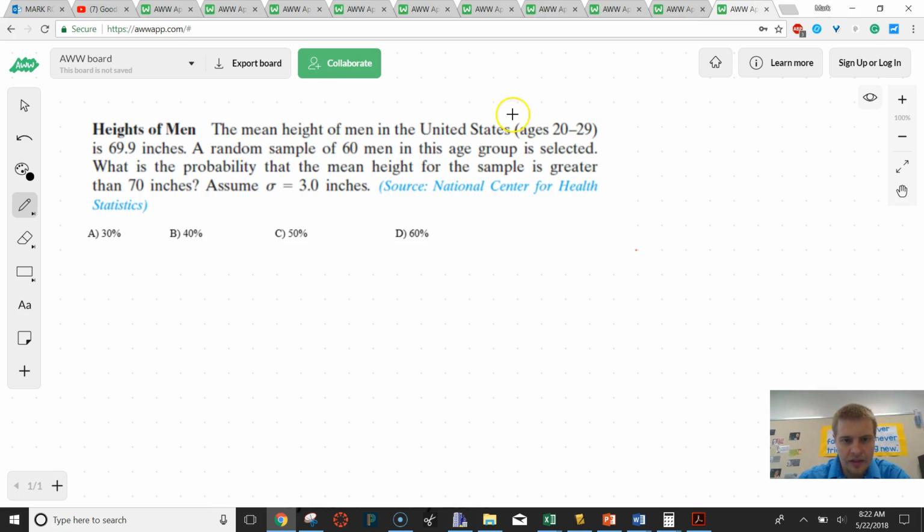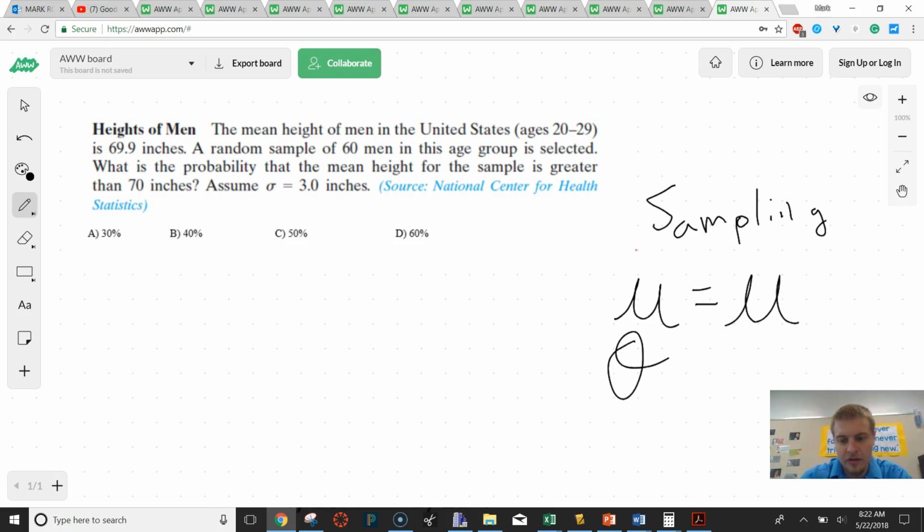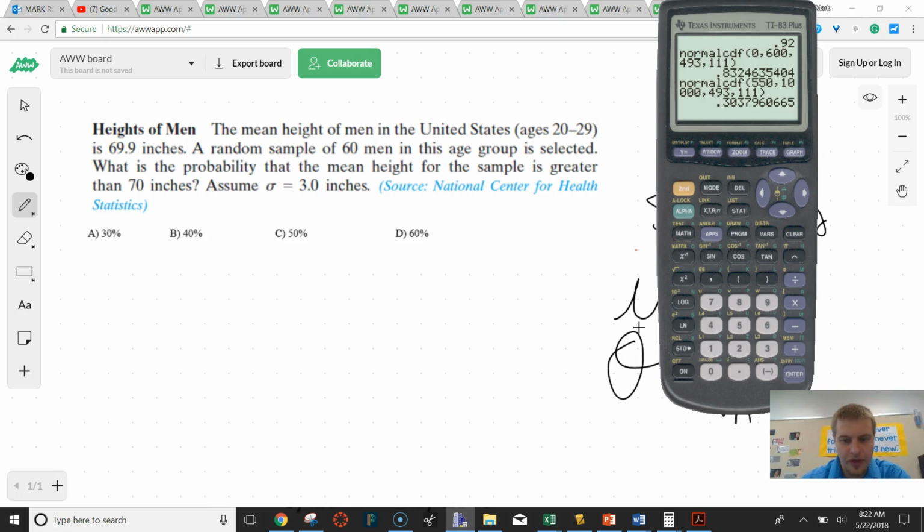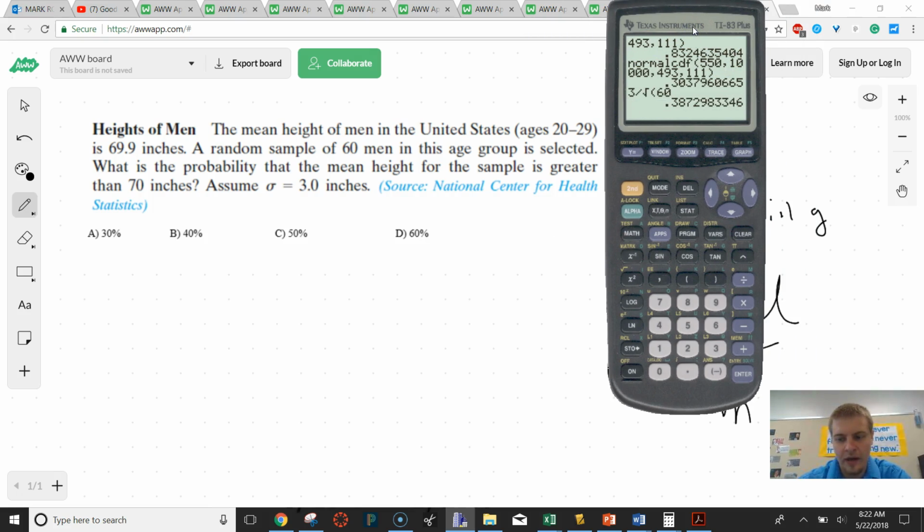It says the mean height of men is 69 inches, a random sample. As soon as I see random sample, this is where I'm like, oh, this is a sampling distribution. So a sampling distribution, if you remember, will have the same mean, but it's going to have a different standard deviation. The standard deviation is going to be that over that. So we'll first find our standard deviation now. Their old standard deviation is 3. So our new standard deviation is going to be 3 over the square root of 60, because they took 60 samples. So that's around 0.39.